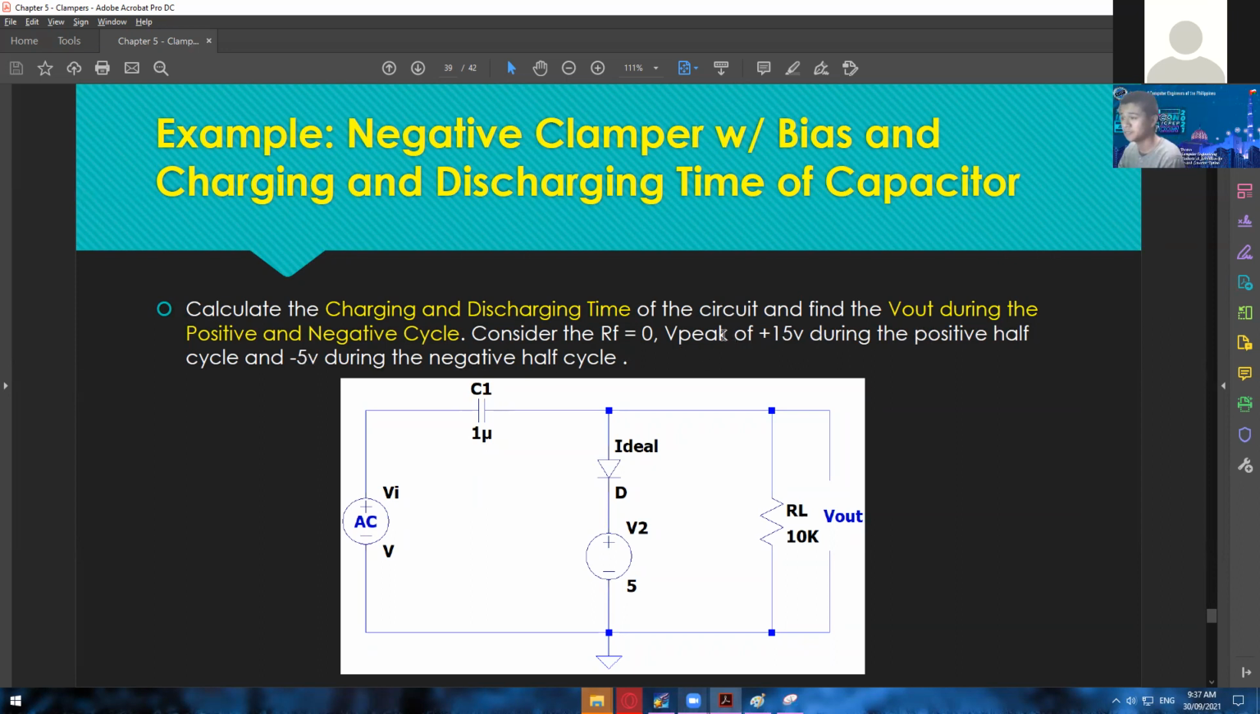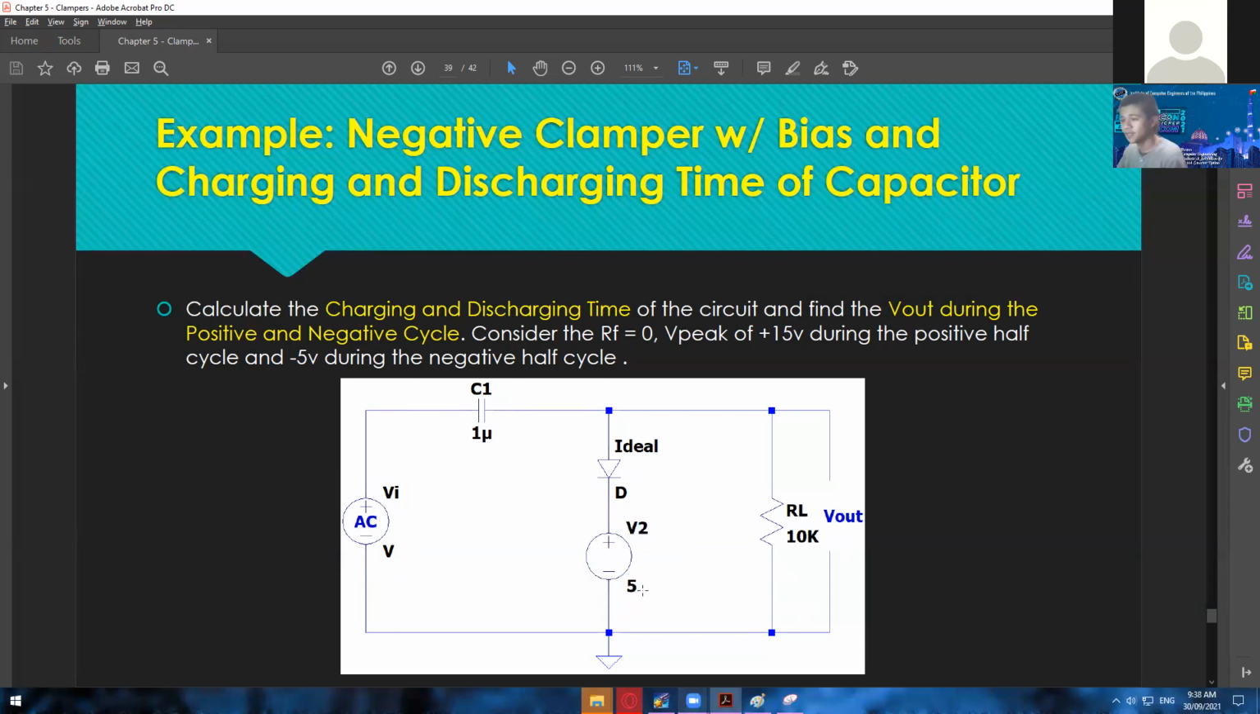In here, there is also something new with our voltage input. It's not always the case that if we have a VI of, let's say, 15 volts, it's peak to peak positive and negative. We can also have positive 15 volts during the positive half cycle, but also a negative 5 volts only during the negative half cycle. That is also a possible thing in a voltage input. Here we have the voltage input, the capacitance, the diode, and then the reference voltage or the bias voltage itself.